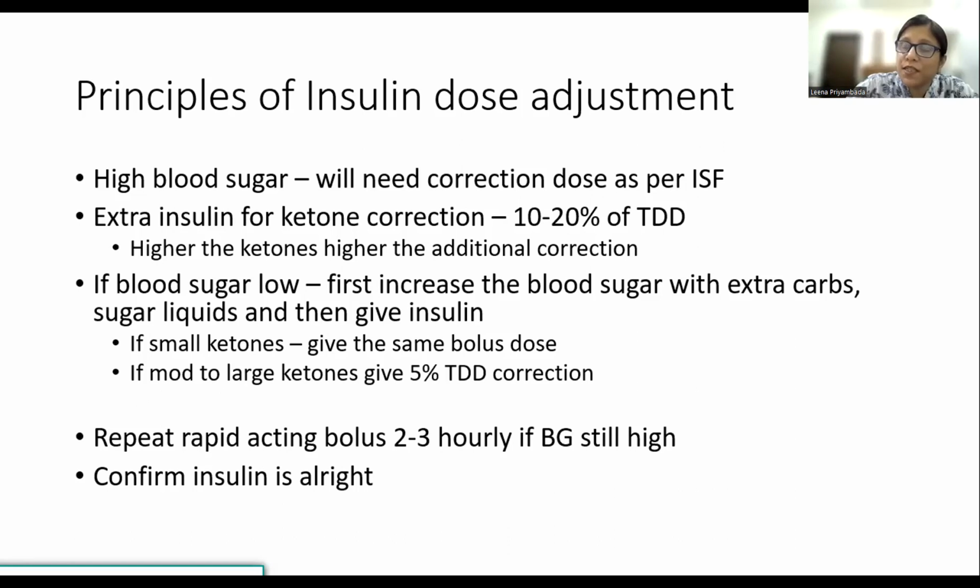Okay, 1 or 2 hours later, if you still see that glucose is going up and you are not sure what the dose should have been, and you have given a lower dose because the child may vomit, may not eat, then 2 hours later, give extra correction for the glucose and the ketones which are present. So the important thing is please do not panic. All right. Now, as I said, the rapid acting bolus can be given 2 to 3 hourly if blood glucose is still high. And the first thing, as I said, confirm that the insulin is working.